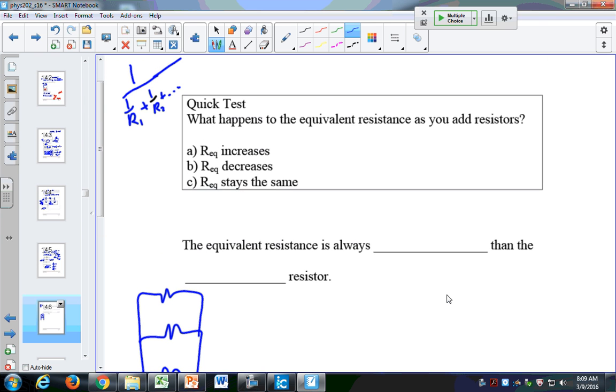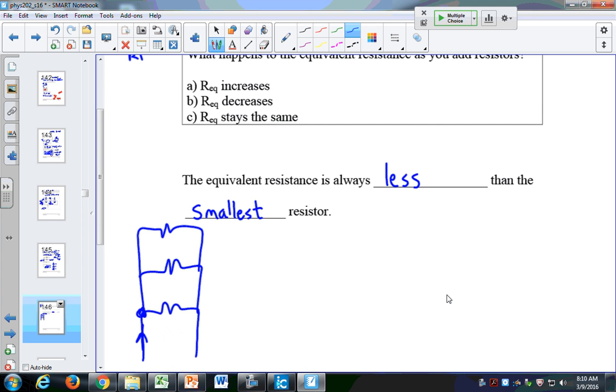Also true is that the equivalent resistance is always smaller than the smallest resistor. So if I have 100 ohms, 50 ohms, and 2 ohms, then the equivalent resistance will be less than 2 ohms. Your equivalent resistance is always less than your smallest resistor. If you put in the numbers, you'll find that it is less than 2 ohms. It's smaller than the smallest resistor.